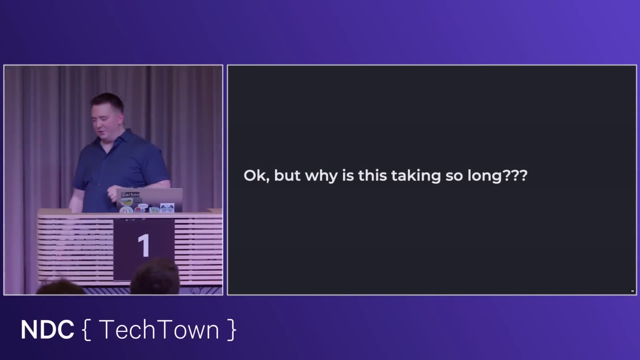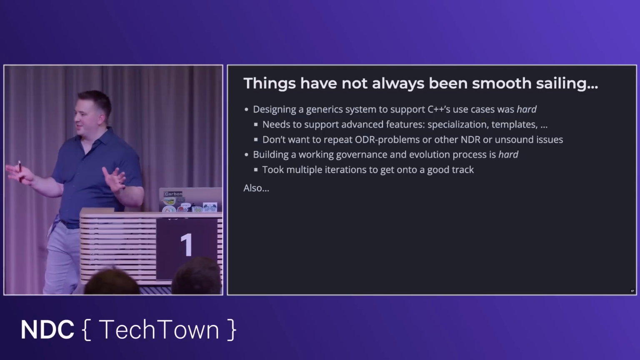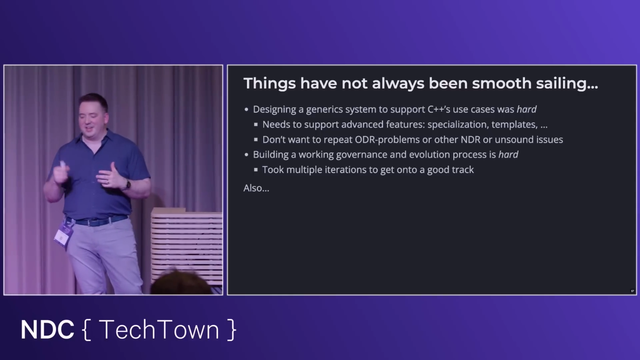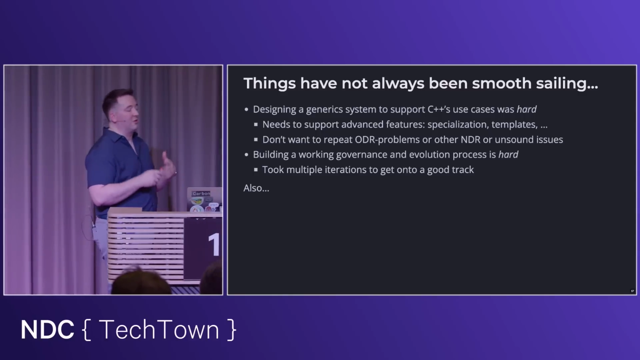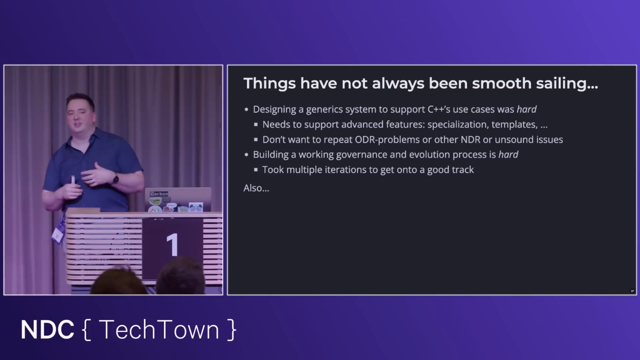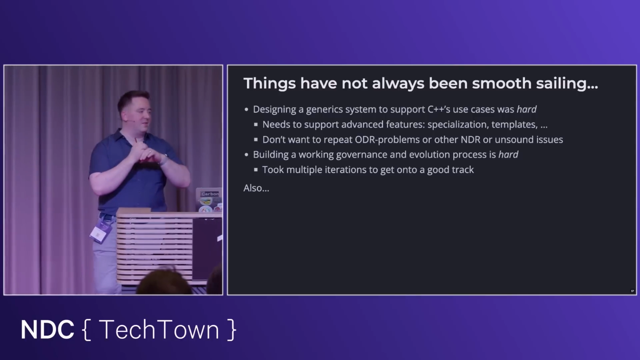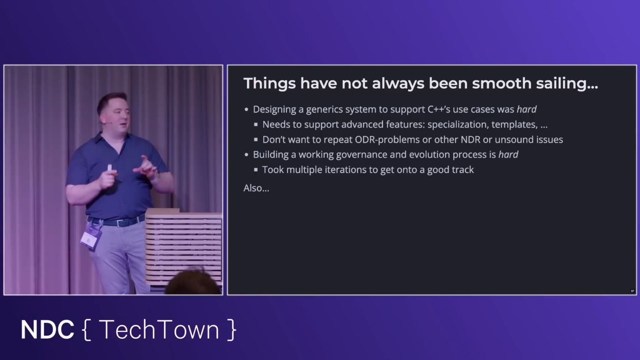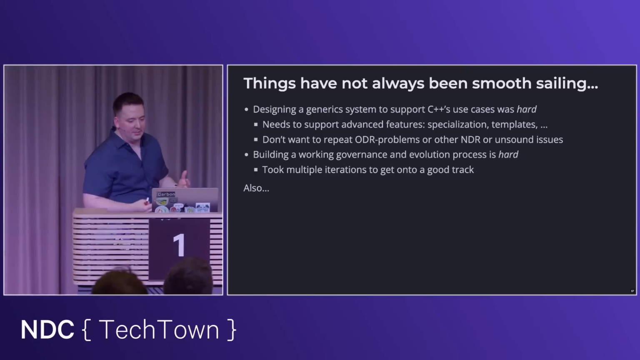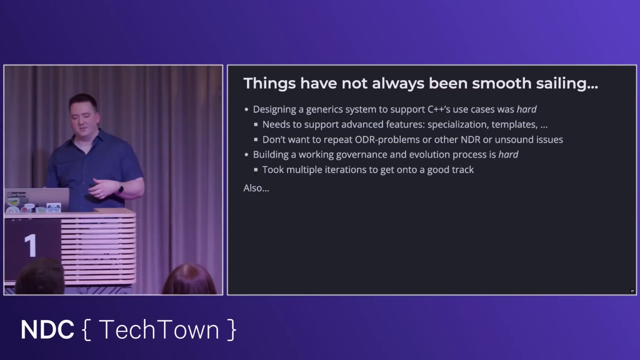So why is it taking so long? Look, things have not been purely smooth sailing on the Carbon project. I wish they had. I wish I had no problems on the horizon. It turns out designing a generic system that supports C++'s use cases is incredibly hard. You have to have basically all of the most difficult things to put in a generic type system, from specialization to templates to open extension points. It's incredible. And we want to do that without reintroducing things like undiagnosed ODR problems or the soundness issues that plague most other type systems.